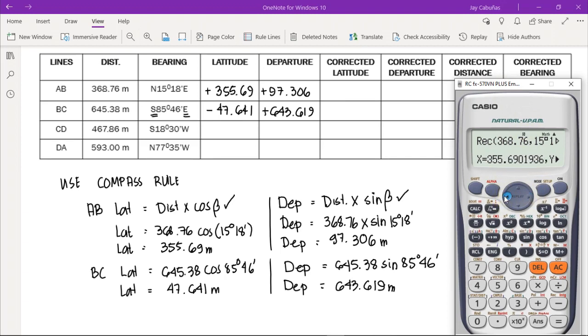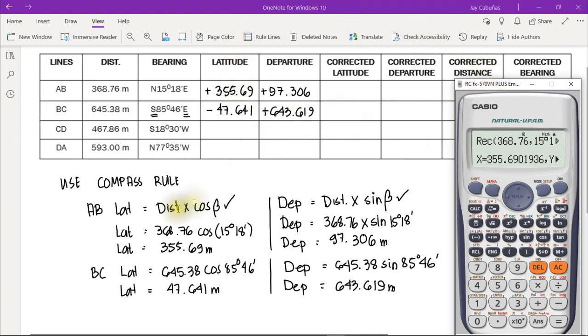Now we know that in reality, the latitude is supposed to be the y-axis, or the y variable. But in the calculator, it is the opposite variable. Take note, the latitude here is given as the x variable. We have 355.69. And the departure in the calculator is given as the y variable, but in reality, departure is supposed to be the x variable. You have to be careful on which value to choose for the latitude and departure.